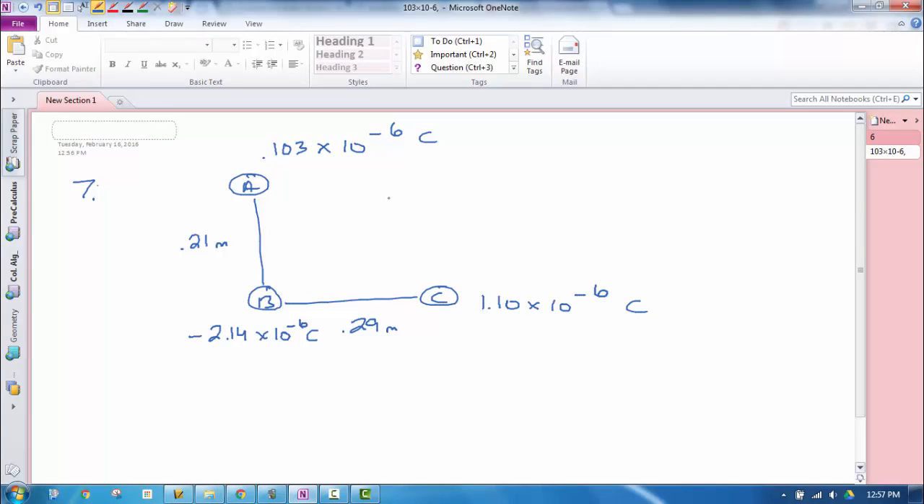Number 7 gives us these 3 charges located here. I know it gives us centimeters and microcoulombs, but I converted this into coulombs and meters so we're in the right units. It tells us this is a 90-degree angle as well. And it wants to know the magnitude and direction of the force experienced by particle B.